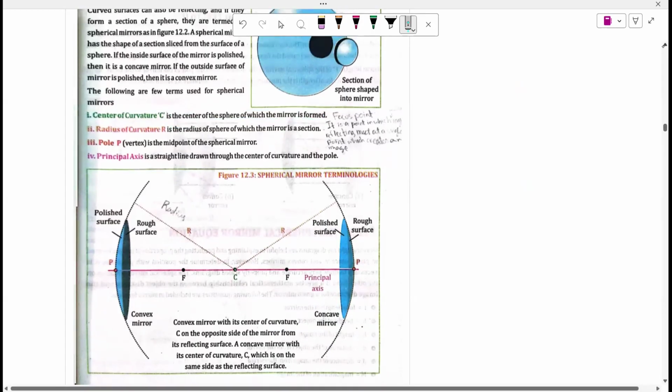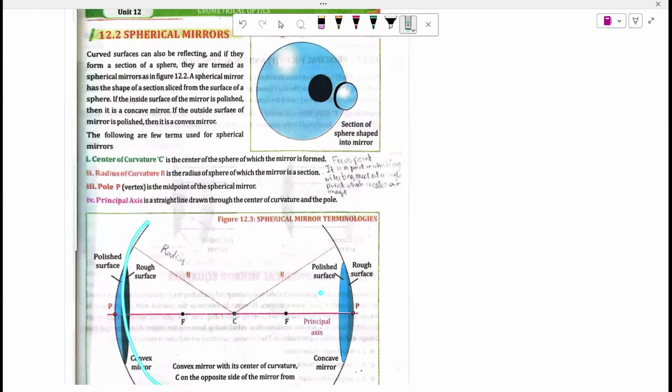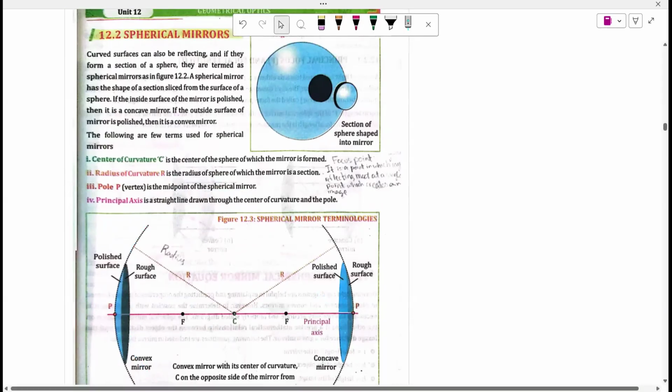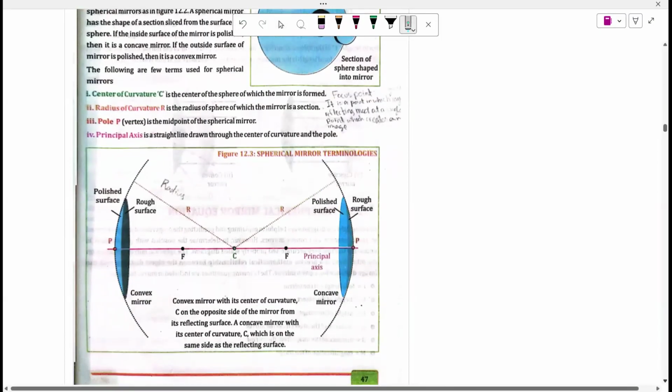This is the center of the sphere. Radius of curvature is the radius of the sphere of which the mirror is a section. Vertex is the midpoint of the spherical mirror. Principal axis is a straight line. This is the principal axis, which is passing through the focus point and the center of the mirror. This whole is a spherical mirror. You could see here, this whole is a spherical mirror.